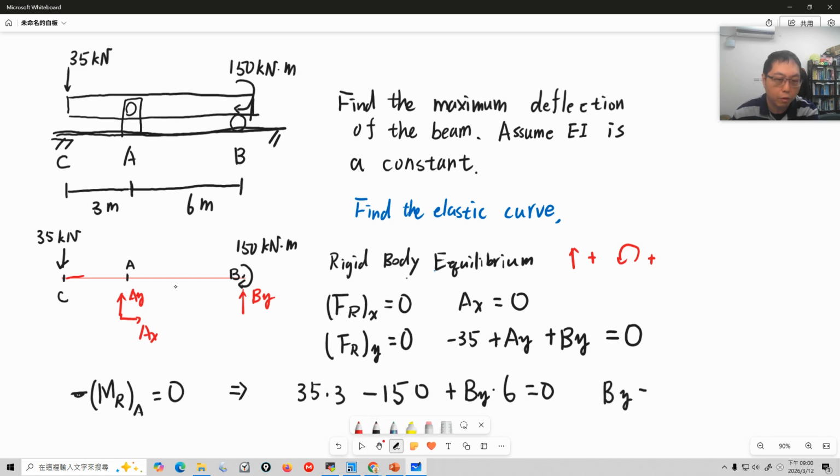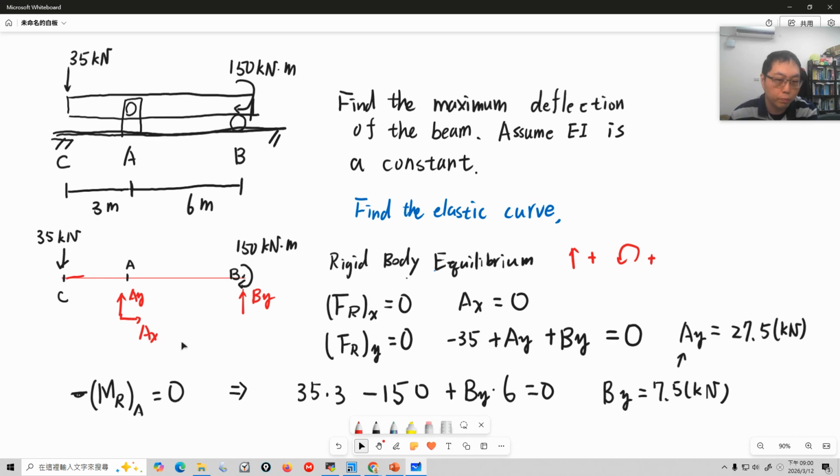The force BY is equal to 7.5 kilonewton. Don't forget the unit, it's kilonewton. Then you can solve for AY. The value of AY is 27.5 kilonewton. And what's its direction?